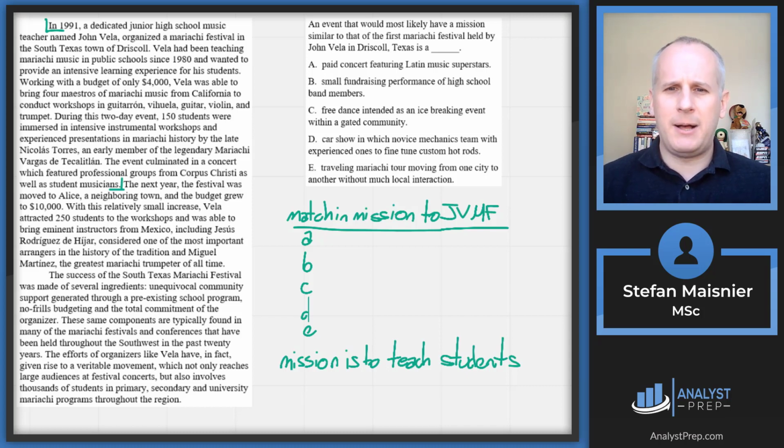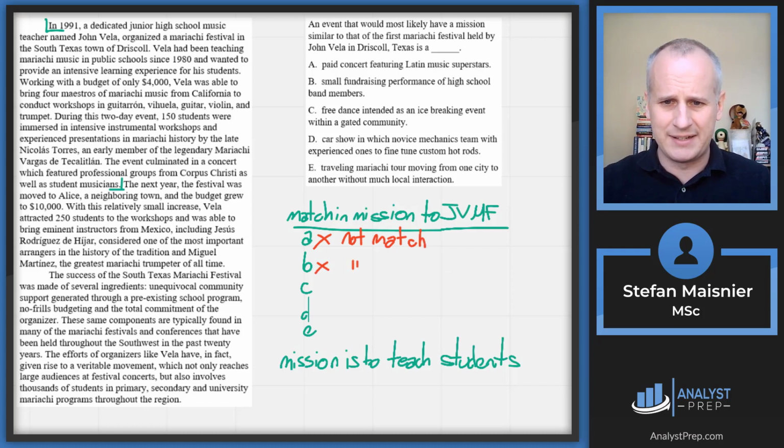So a paid concert featuring Latin music superstars. Well, that is to make money. That is not to teach students. So that is just simply not a match. Now, small fundraising performance of high school band members. Well, again, we're being asked to teach the students, not to fundraise. So that is not a match either.